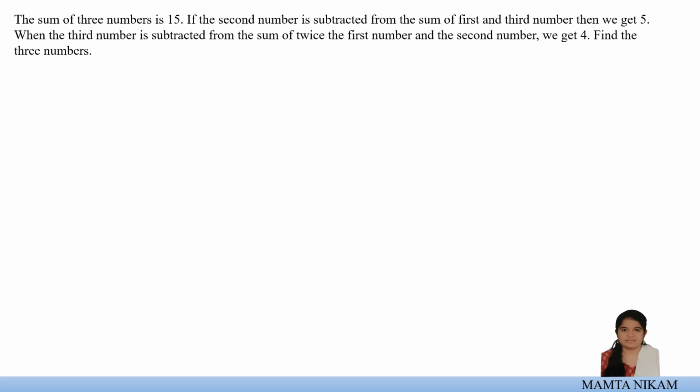So the question says the sum of three numbers is 15. So now we need to consider some three numbers जिनकी sum 15 है. तो वो three numbers हमें find out करने हैं. So the statements given are as sum of three numbers is 15. If the second number is subtracted from sum of first and third, we get 5. The third number is subtracted from sum of twice the first and second number, we get 4. Then find the three numbers.